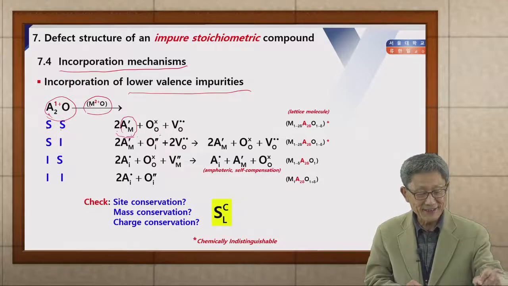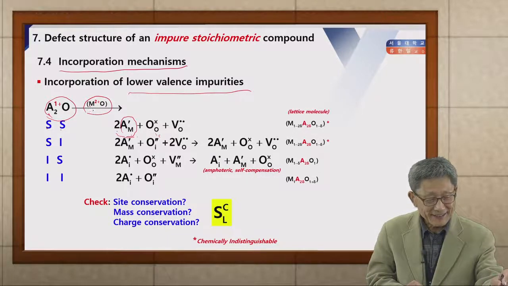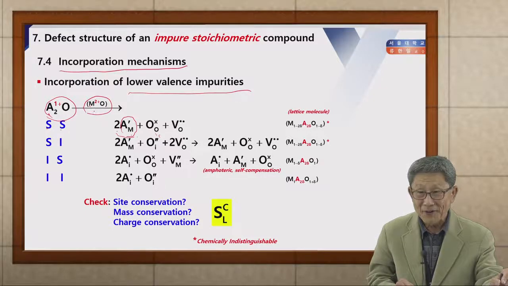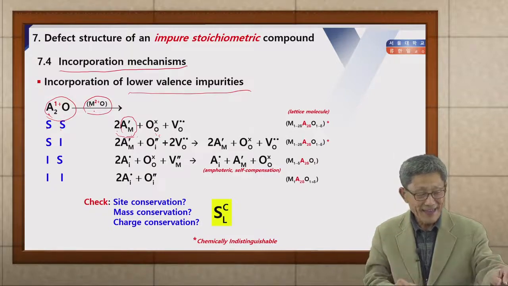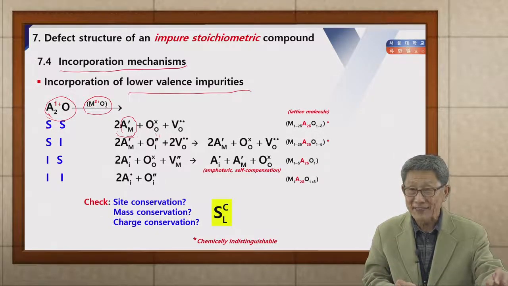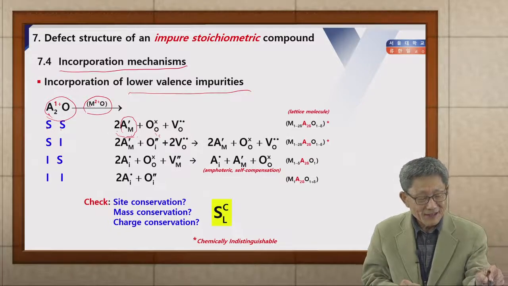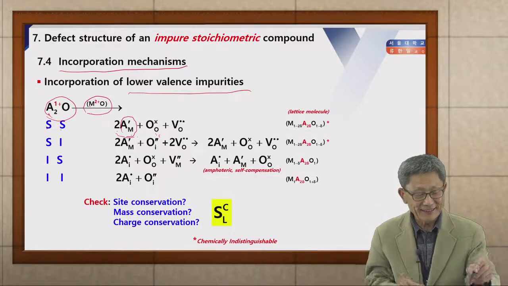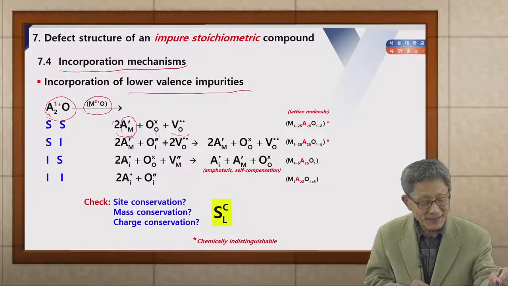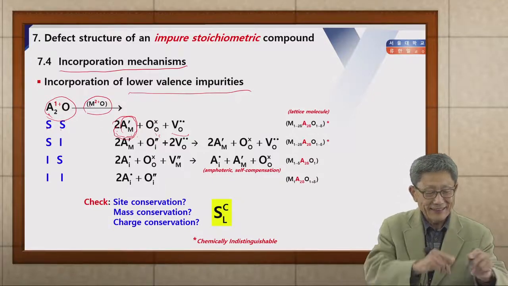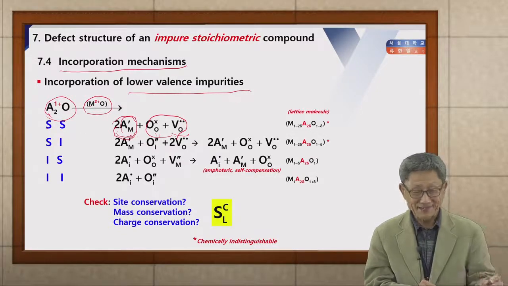Now oxygen replaces the already existing oxygen site. And don't forget, our host lattice MO has a crystallographic structure with a site ratio of exactly 1:1. The number of M sites to the number of O sites makes exactly 1:1. Otherwise, it could not be MO. So to make our structure intact, there arises one oxygen vacancy. By doing that, you have two cation sites and two anion sites. So this is the first possible mechanism.